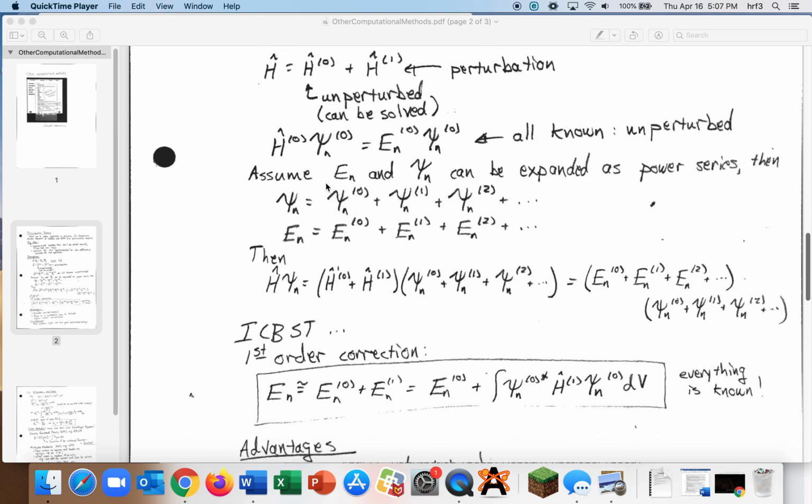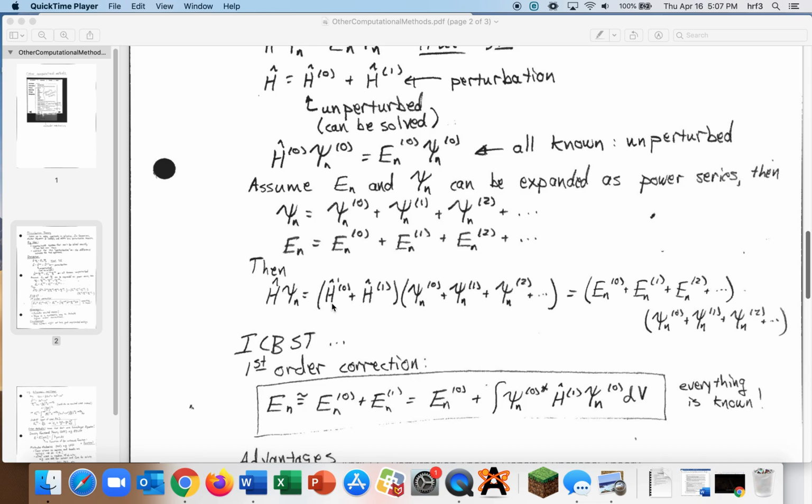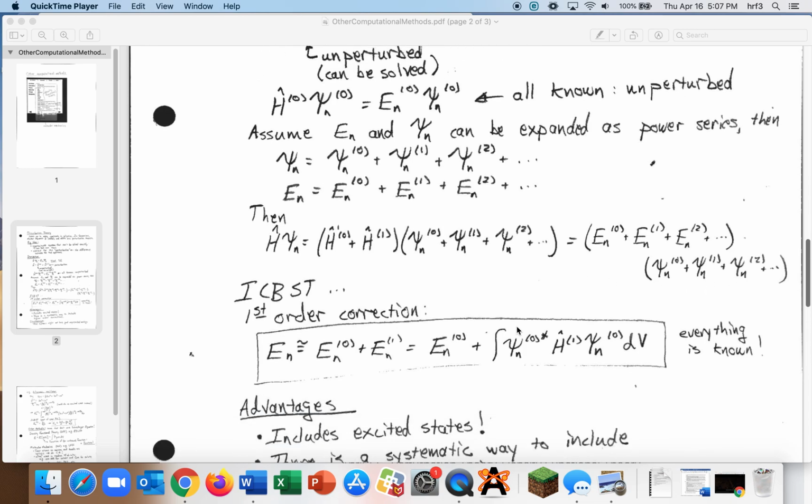That's the unperturbed. Then we assume that the energy and the wave function can be expanded as a power series, like a Taylor expansion. So then we could say psi n is equal to the unperturbed plus first order correction, second order correction, etc. Same thing with the energy: unperturbed, first order correction, second order correction, etc. And so then we can plug these expansions back into the true Schrodinger equation. So h psi equals h hat naught plus h hat 1 times the expansion in the wave function, and that'll be equal to the expansion in the energy times the expansion in the wave function.